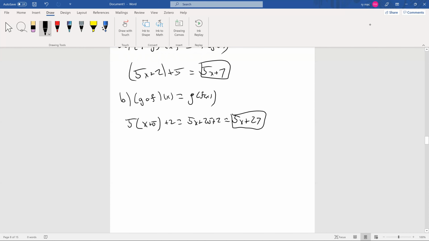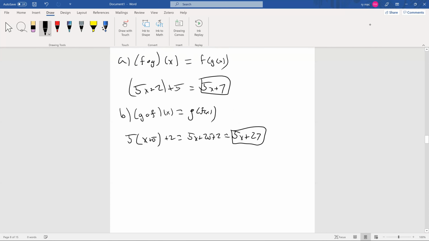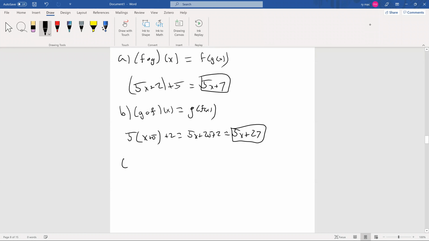And then for C and D, they're just kind of asking you to go back and plug in 1 for them. So for C, they're asking for f of g of 1. And that is equal to, well, if you plug it in through there, 5 parentheses 1 plus 7. So that'll be 5 plus 7. That's equal to 12.